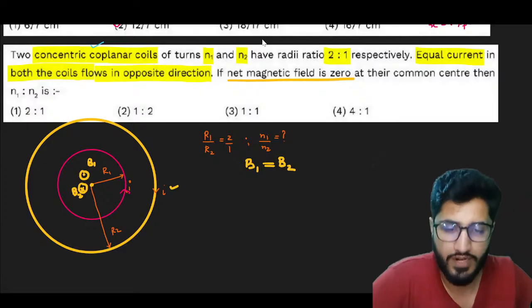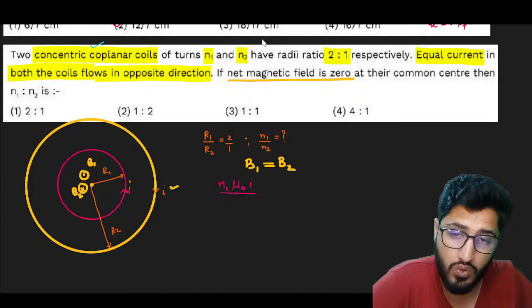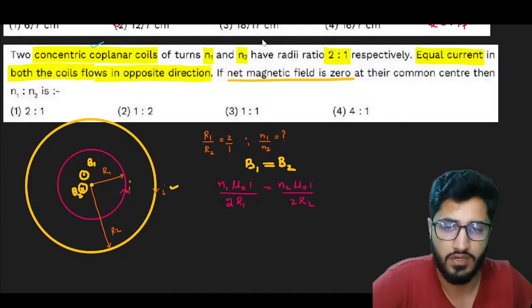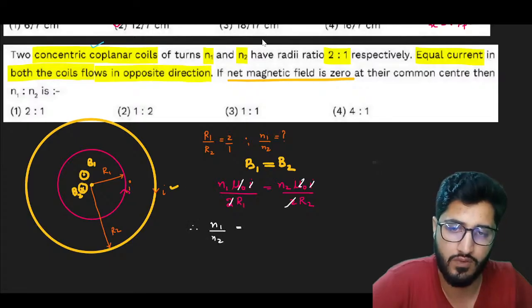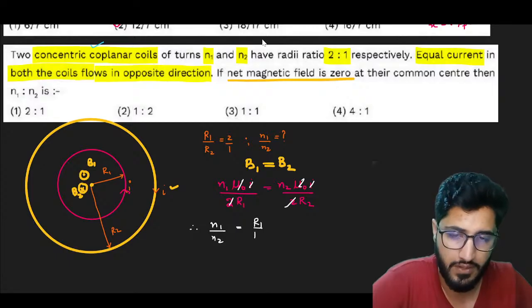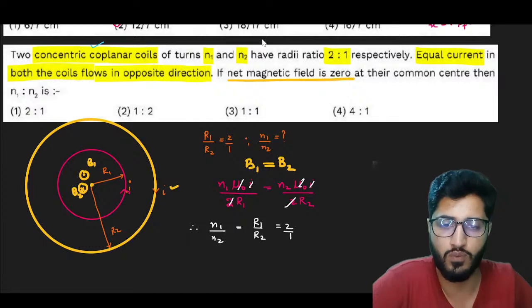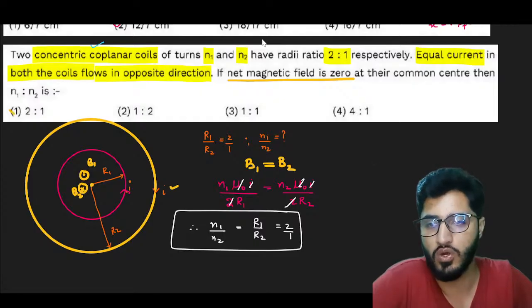What is B1? I guess it is n1 times mu naught times I divided by 2 r1, and B2 equals n2 mu naught I divided by 2 r2. Now see here, mu naught I cancel out, 2 cancel out. Therefore, n1 divided by n2 is equal to r1 by r2. So r1 by r2 is 2 by 1, and therefore n1 by n2 is also 2 divided by 1. So option number 1, A, is correct.